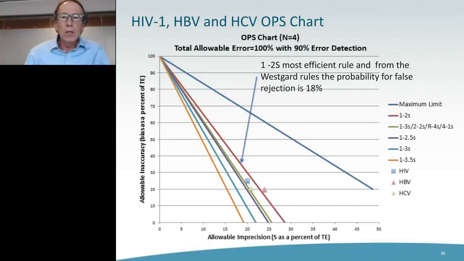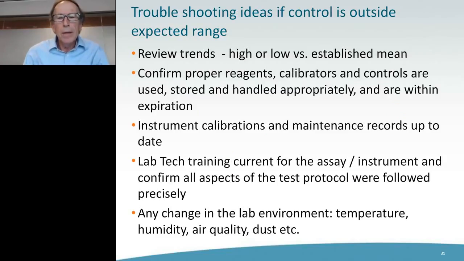Now, the 1-2S, since it's the most efficient rule from the Westgard rules, would mean that the probability of a false rejection is just 18%. So you can use that information when you see a control falling outside of the 2 standard deviations on your Levey-Jennings plots. So that's a quick synopsis of how to use the OPS charts. And again, I refer you to westguard.com for information about those.